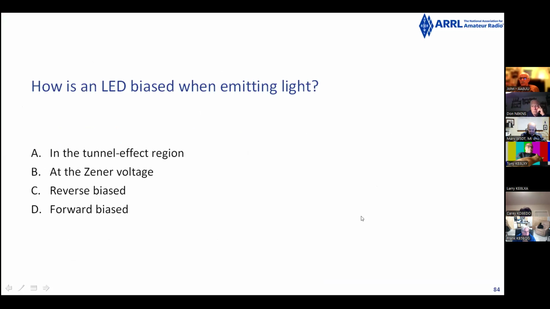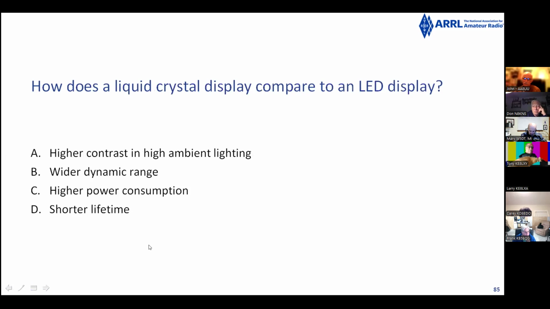The question on the same subject made more sense when I went through the questions than that statement back there. How is an LED biased when emitting light? In the tunnel effect region, at the Zener voltage, reverse bias, forward bias. Oh, it's either forward or reverse. Yeah, and I could back up 4 slides and the answer is there. It is forward. That's where you got enough power going through it to light up something. Reverse, they are diodes, so if you reverse bias, not much current flows. You want them forward biased.